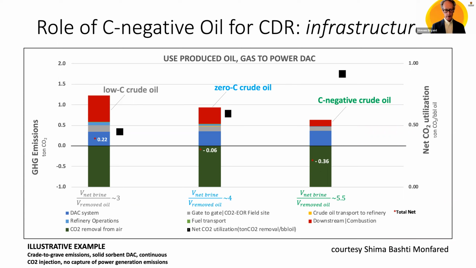And the key point here, indicated there in the bottom right of the brief description, is that we're not capturing any of that power generation emissions. We're simply running equipment without any capture. Okay, and you're still carbon negative. So this is one reason why this could be done in the near term and be made scalable.